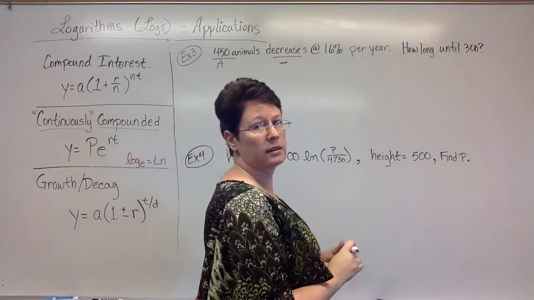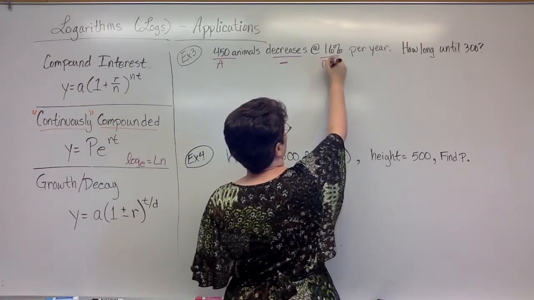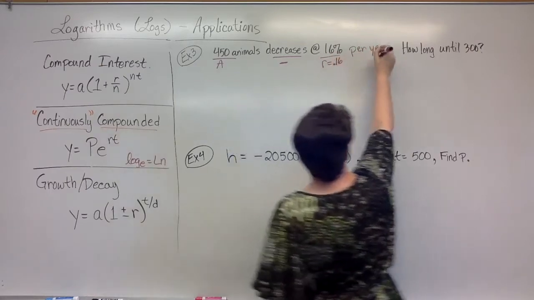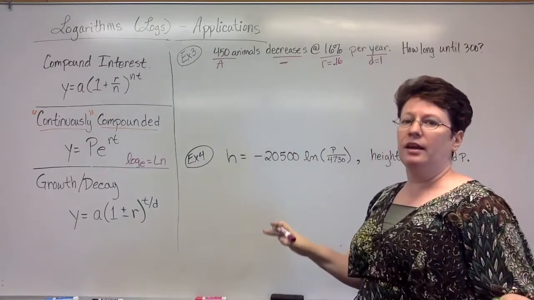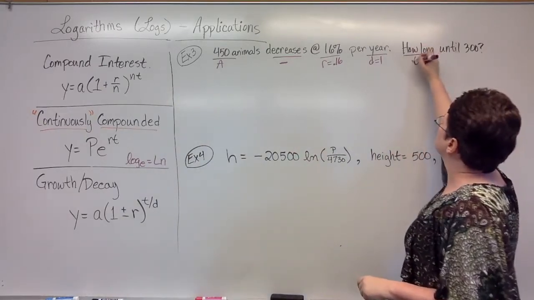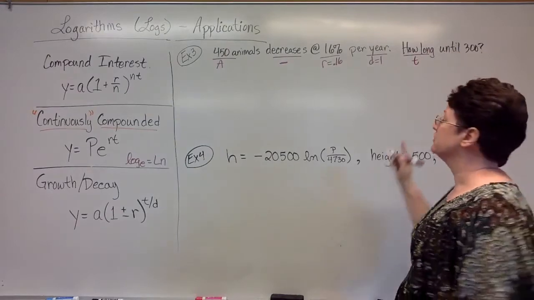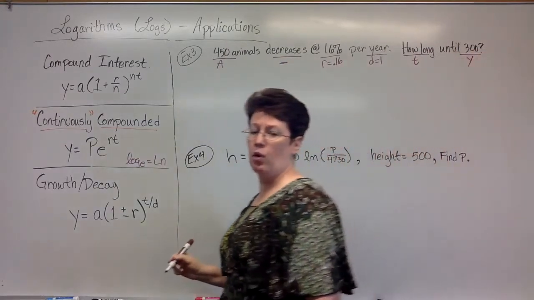We're going to subtract. And the 16% is R. R is 0.16. Per year tells us D equals 1. So we've got everything except time and Y. How long? I'm looking for time until it reaches 300. That's my Y.